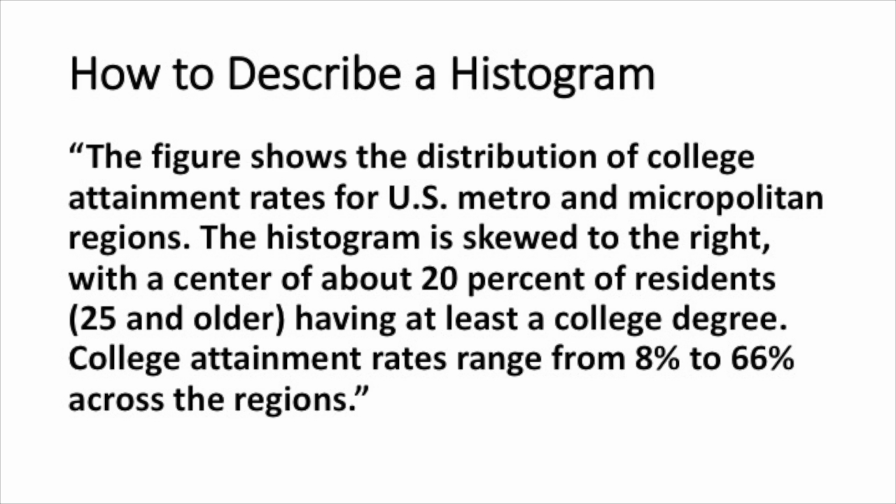If I were describing this histogram, here's what I might write. The figure shows the distribution of college attainment rates for U.S. metro and micropolitan regions. The histogram is skewed to the right, with a center of about 20% of residents 25 and older having at least a college degree. College attainment rates range from 8% to 66% across the regions.